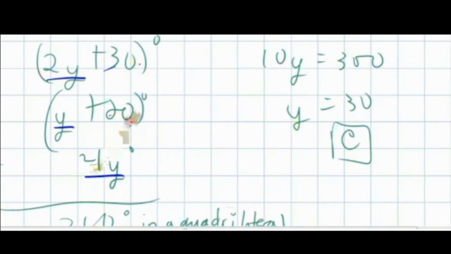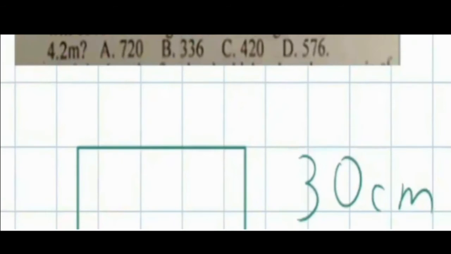Then I took 10 plus 30 is 40, plus 20 is 60. So here I'm at 10y plus 60 is equal to 360. The next thing I did was subtract 60 from both sides, so I'm left with 10y is equal to 300. I divide by 10 on both sides, and I find that y is equal to 30, which is your option C.